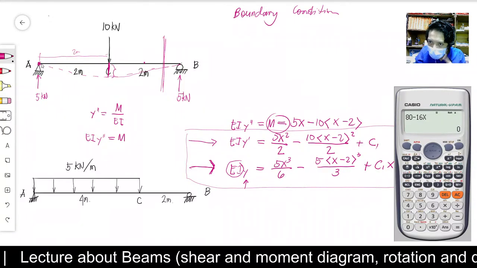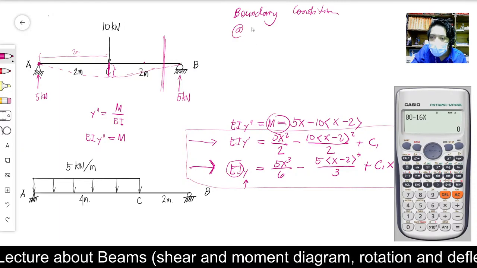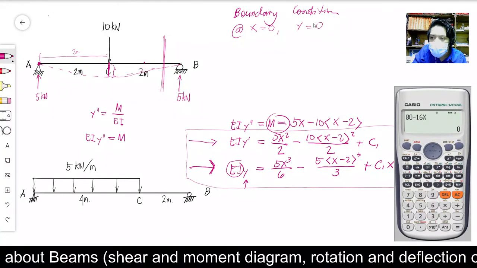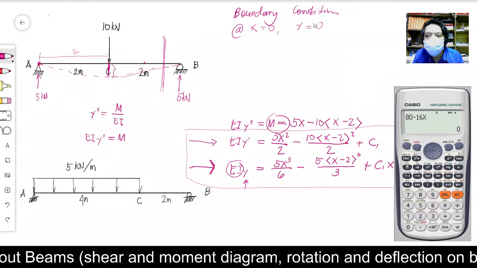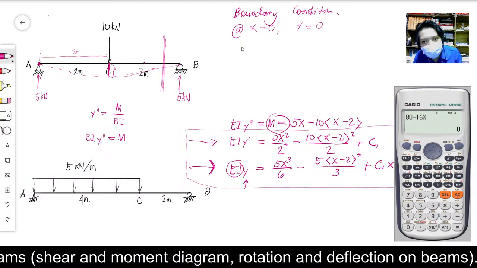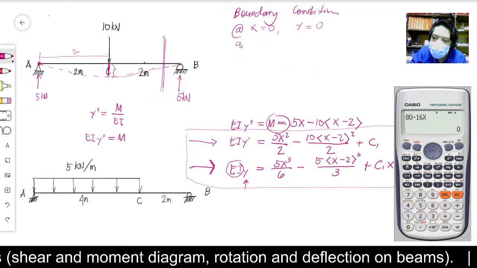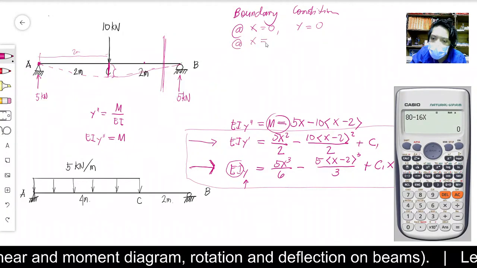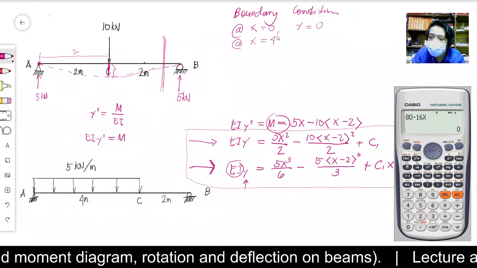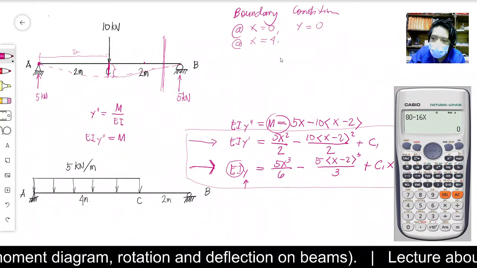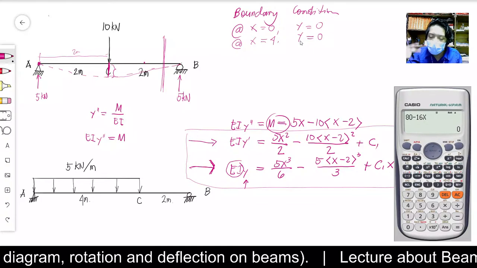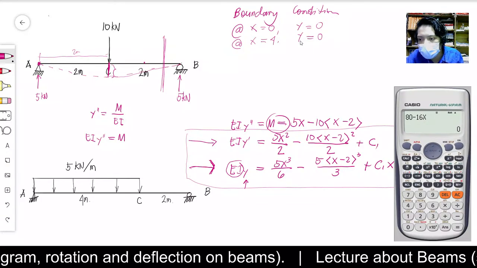So that is one boundary condition: at X is equal to 0, your Y is equal to 0. Of course, at the other support, what's the value of X at the other support? At X is equal to 4, since that is a support, it will not deflect because supports are considered rigid, your Y is also equal to 0. We have two boundary conditions and that is enough to solve for the value of C1 and C2.